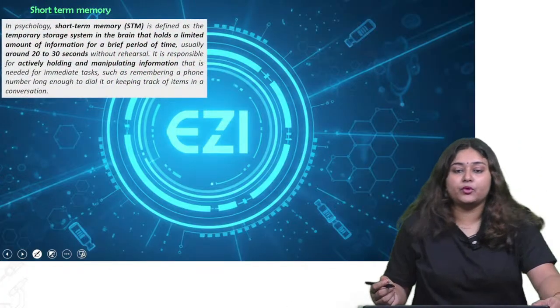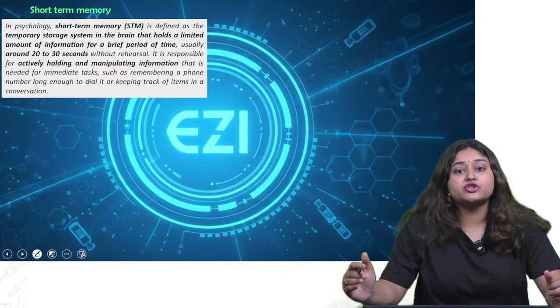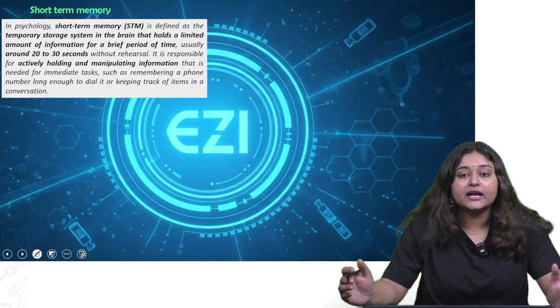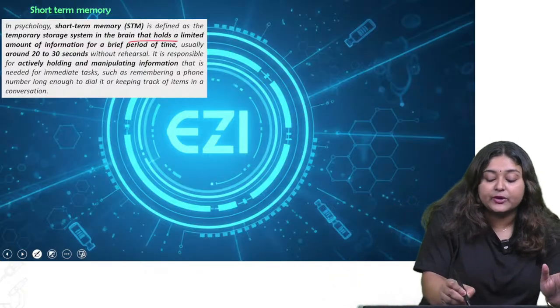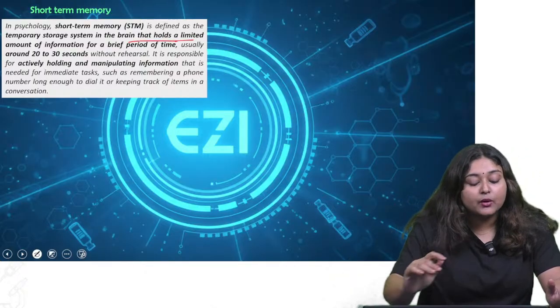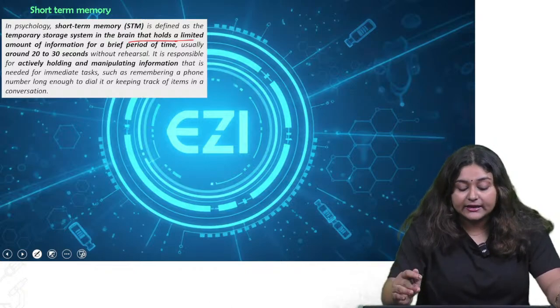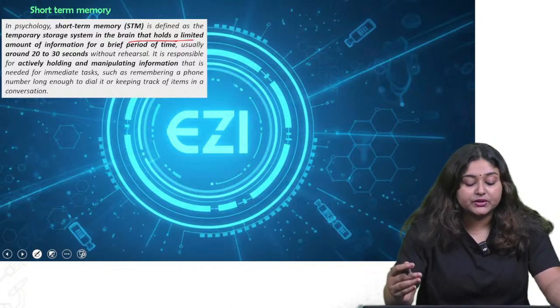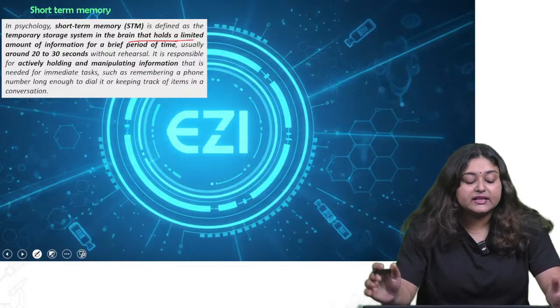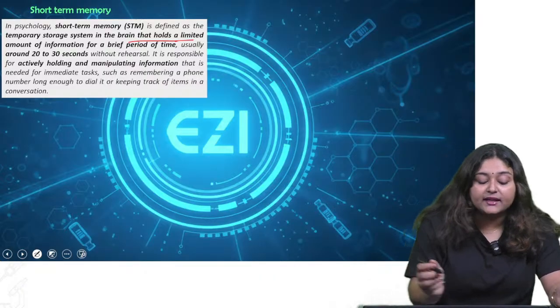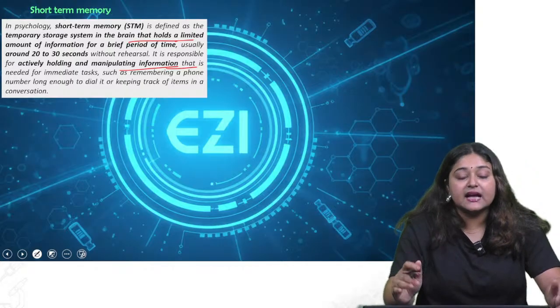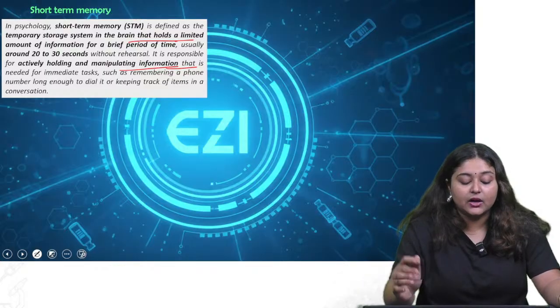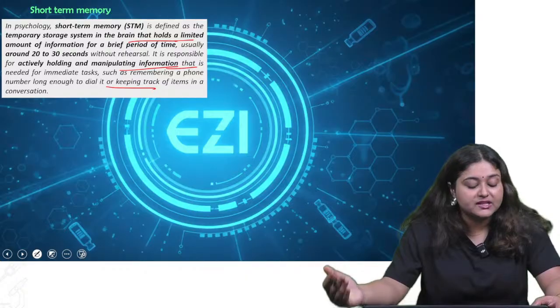Now come to short-term memory. What do you mean by short-term memory? In psychology, short-term memory is defined as the temporary storage system in the brain which mainly holds a limited amount of information for a brief period of time, usually around 20 to 30 seconds without rehearsal. It is responsible for actively holding and manipulating the information needed for an immediate task, such as remembering a phone number long enough to dial it or keeping track of items in a conversation.